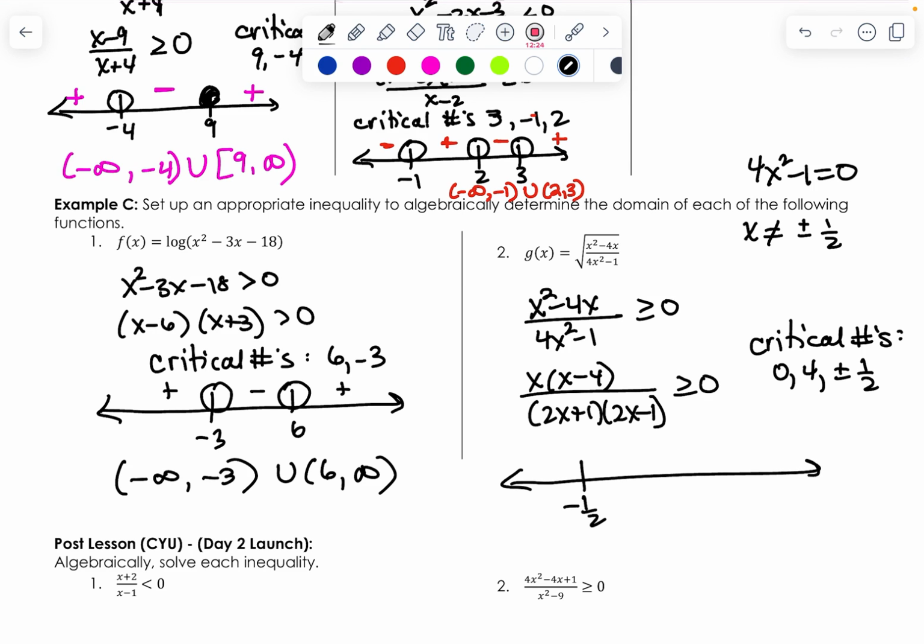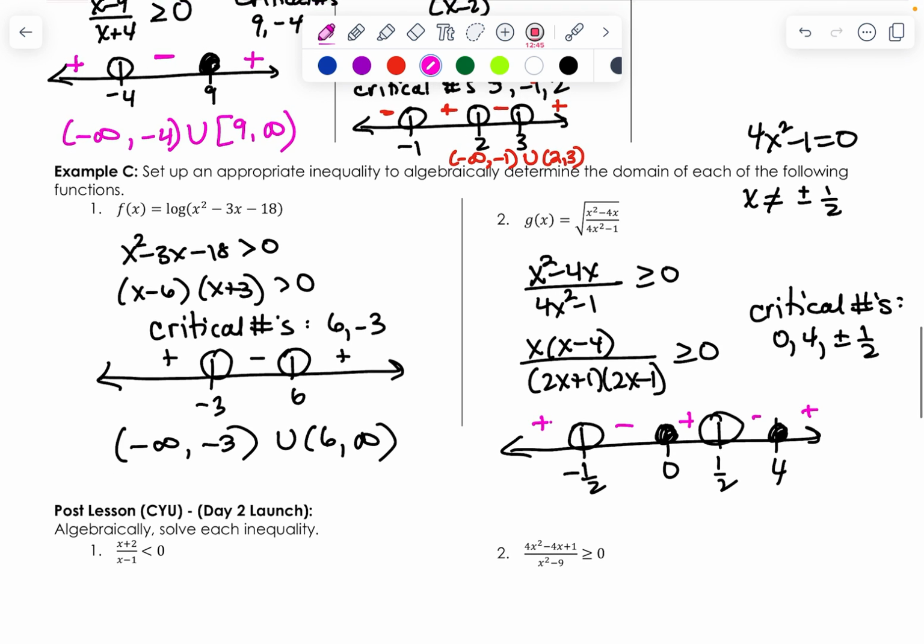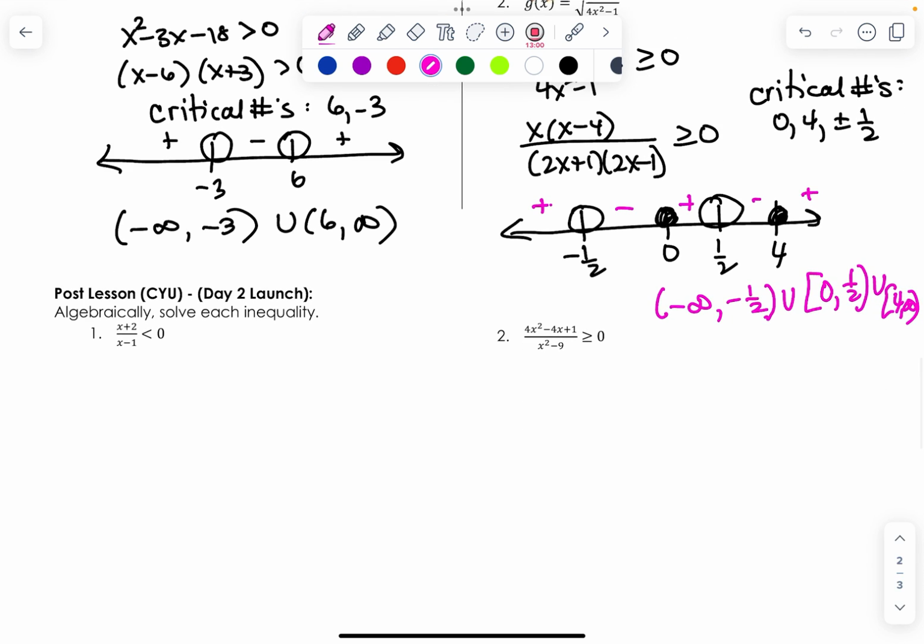However, I have open circles here and closed here. Just because of time, this was plus, minus, plus, minus, plus. So my domain is negative infinity to 1/2 with a parenthesis, union 0 to 1/2 with a parenthesis, union bracket 4 to infinity. All right, those are the notes.